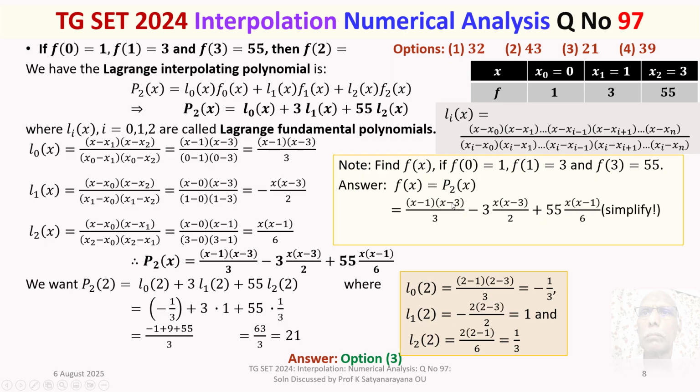(x minus 1) into (x minus 3) multiply, x square minus 4x plus 3 by 3, and so forth. Simplify. Then you will get f of x is equal to 8x square minus 6x plus 1. That is precisely the interpolating polynomial f of x. And in this, if you substitute x is equal to 2, you will get 21. Anyway, if you are asked to find the interpolating polynomial, the same method you can use, but the answer is this one.